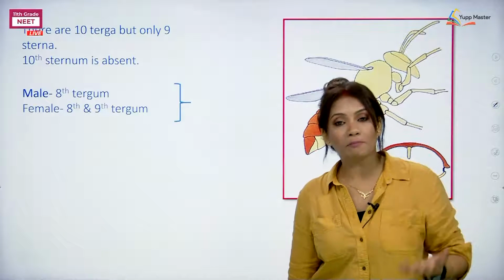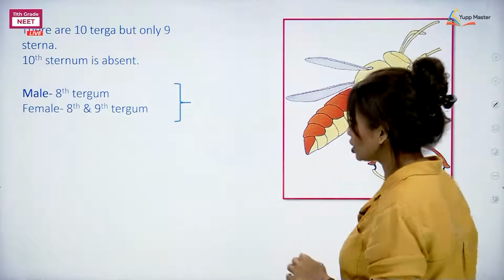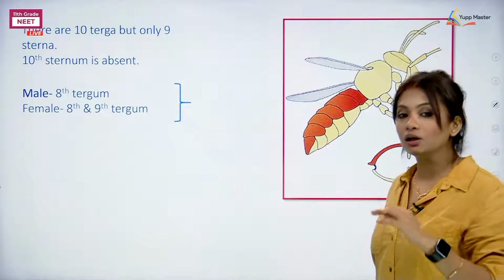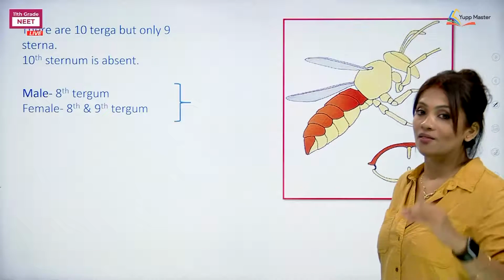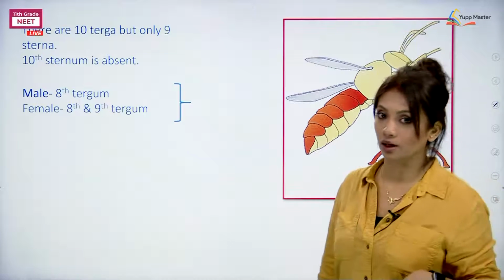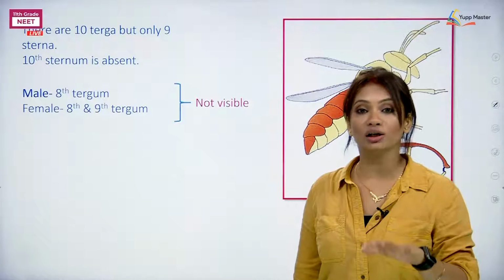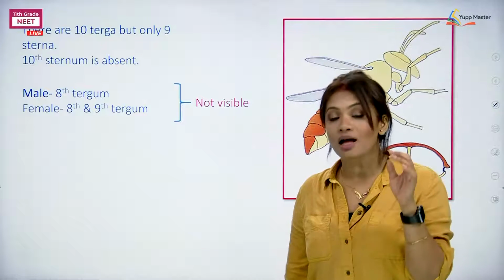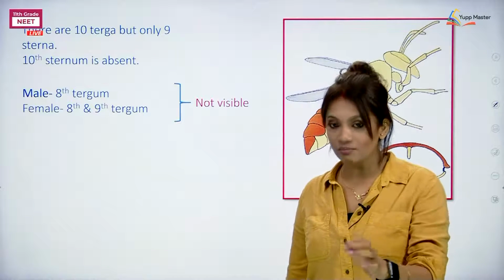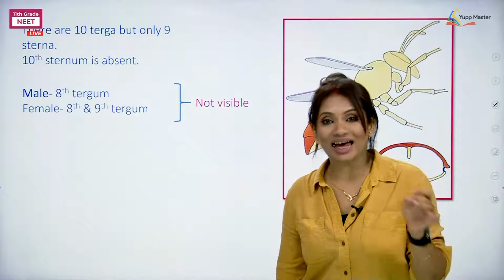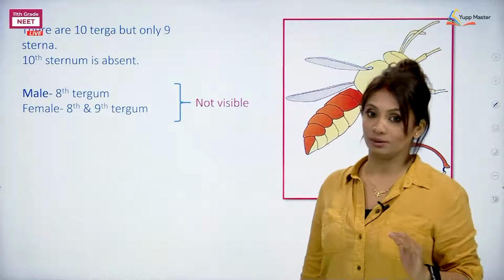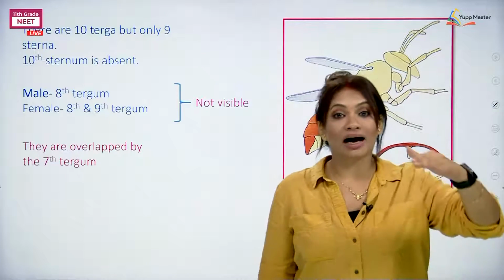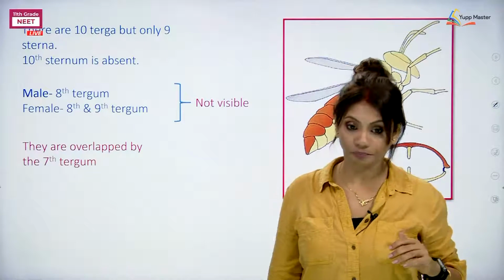Okay, when we talk about male cockroach and female cockroach, in males the 8th tergum, and in females the 8th and the 9th tergum, are not visible. In males, which is not visible? The 8th tergum. In females, the 8th and the 9th tergum are not visible. Why are they not visible? Because they are overlapped by the 7th tergum.